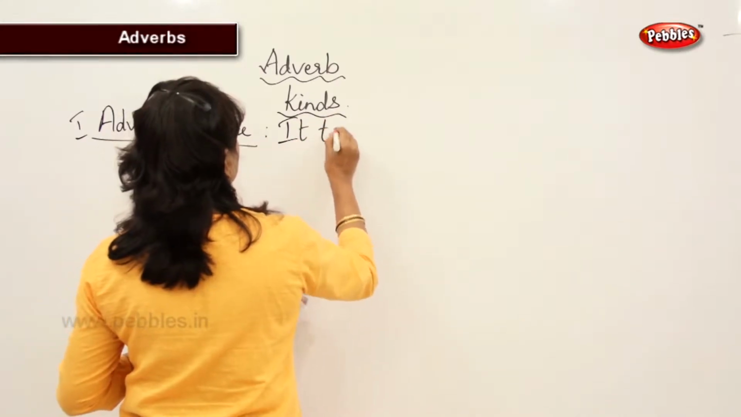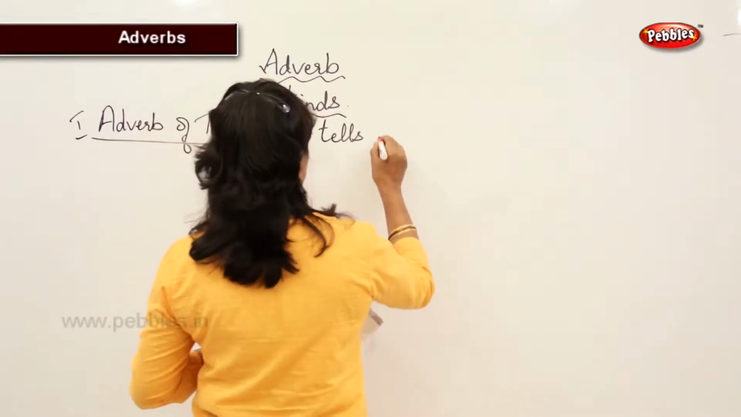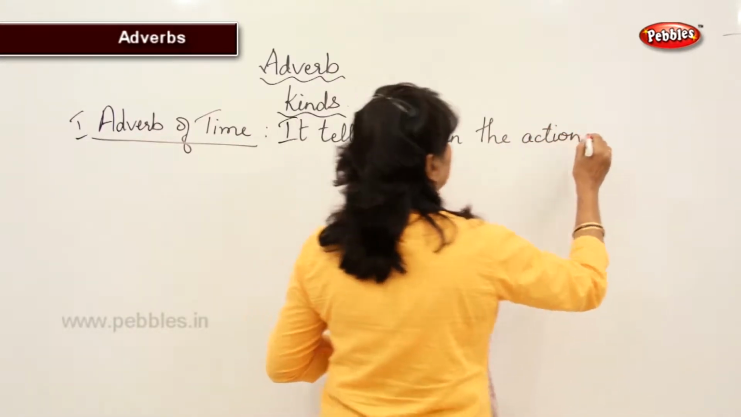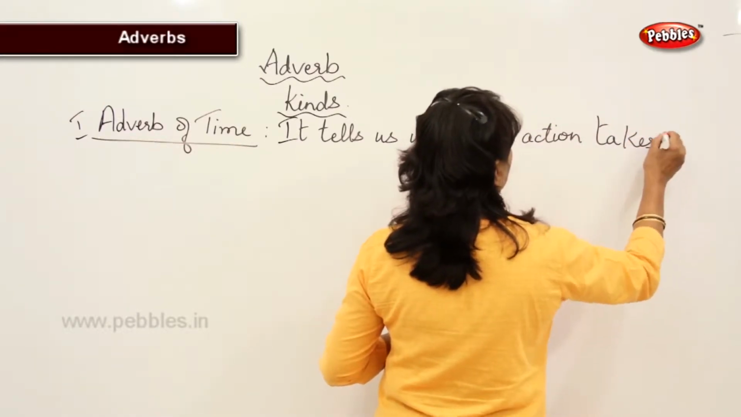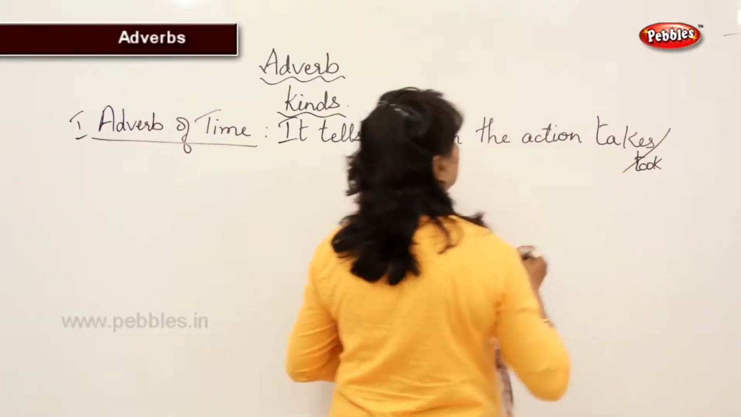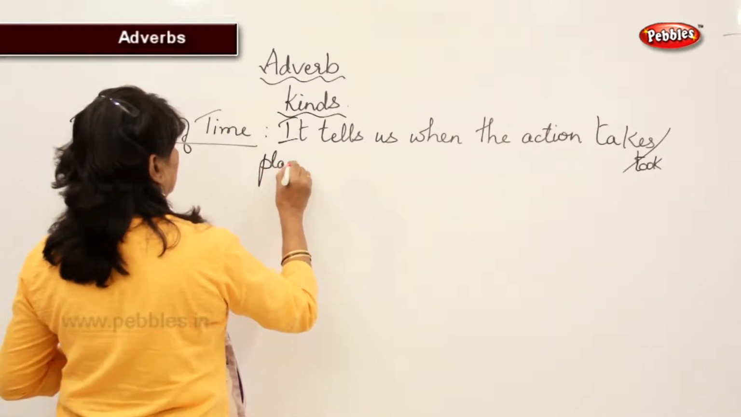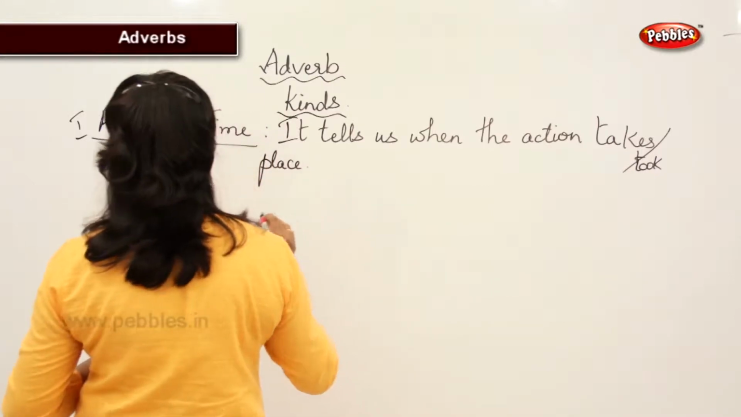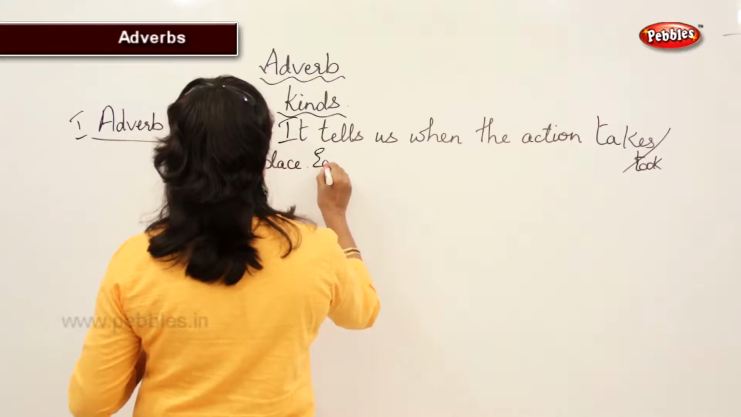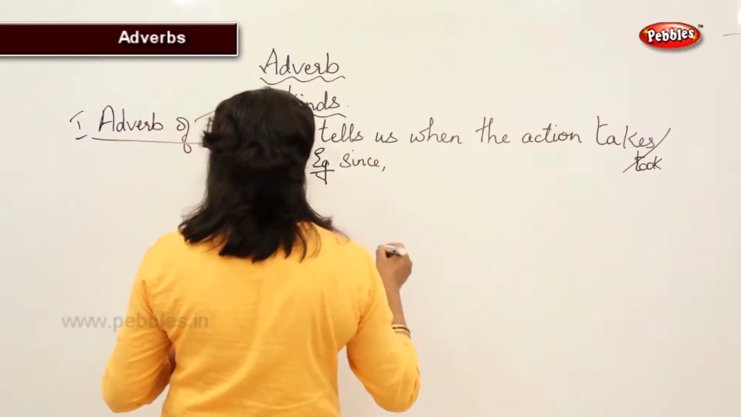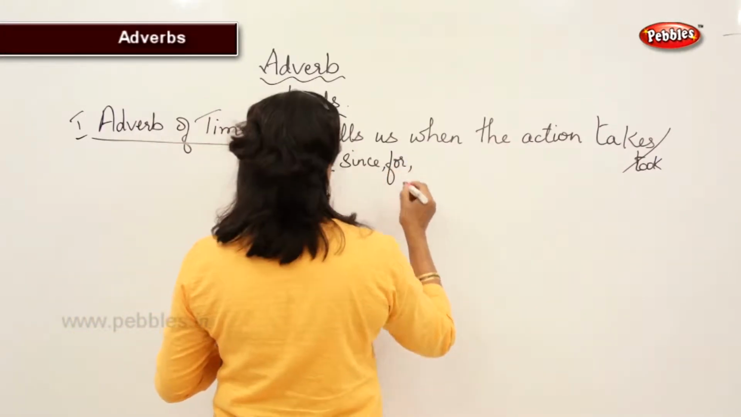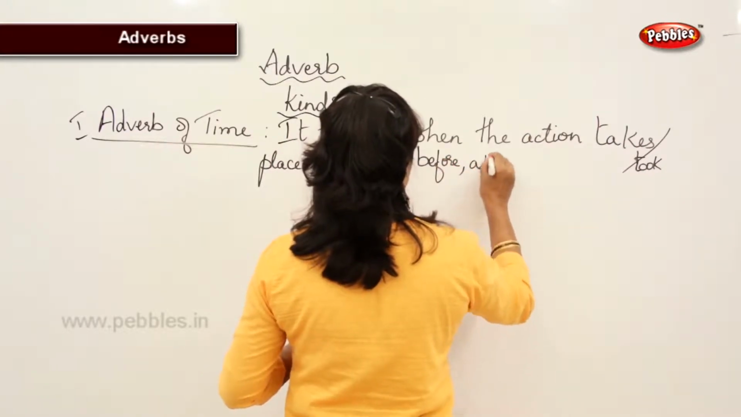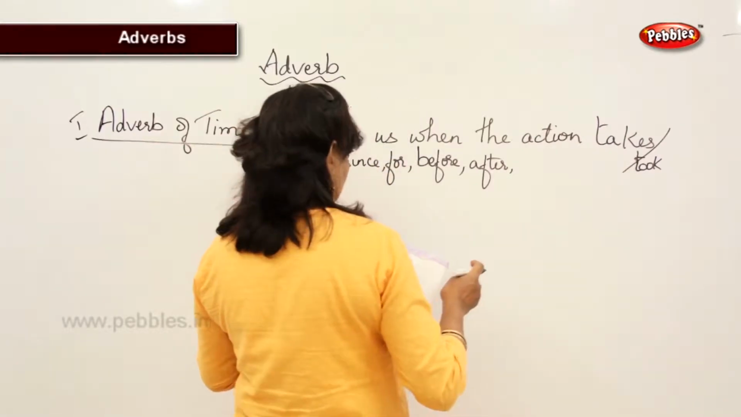Adverb of time tells us when the action takes place or took place. Examples: since, for, before, after, still, yet, soon.